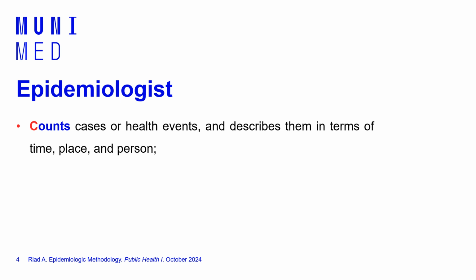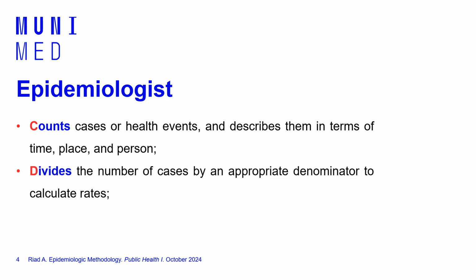So there is a universal approach for epidemiological work. First, epidemiologists need to count the cases or the health events. So they need to have a method that will enable them to find the cases and count them. Then they need to divide the number of these cases by a meaningful denominator. This can be time or place or population group, whatever other potential denominators can be used to divide the total number of cases.